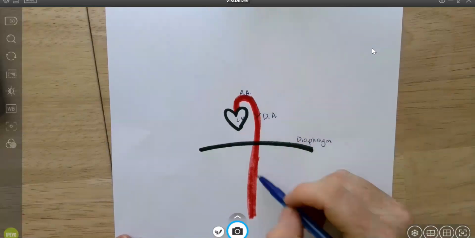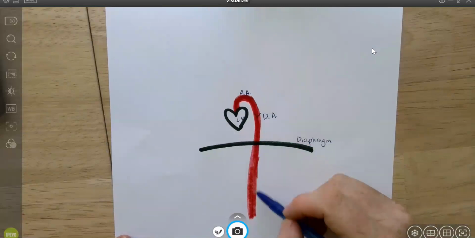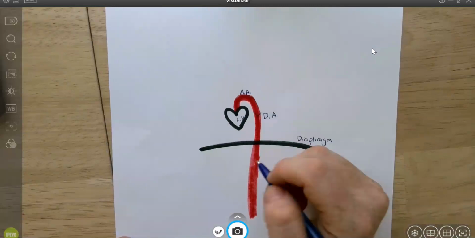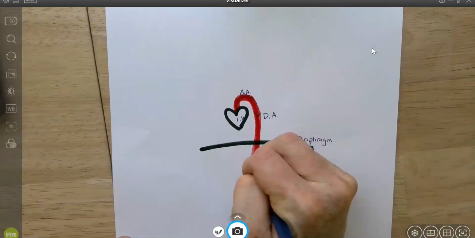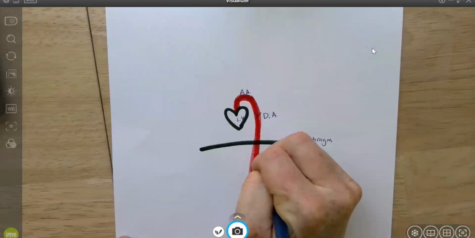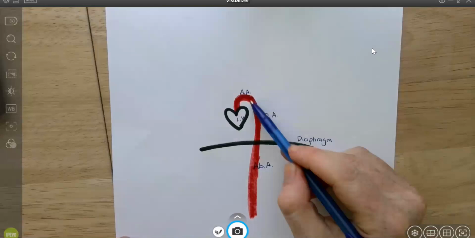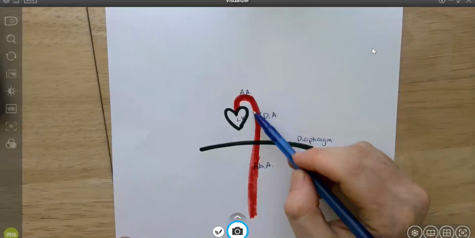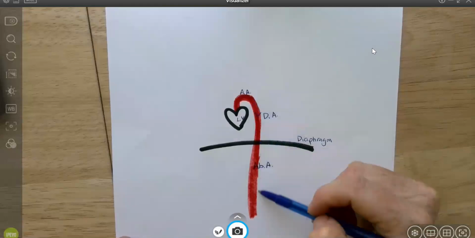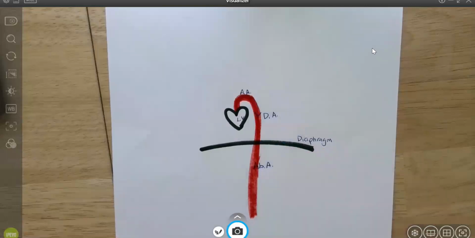And then at the point where it goes through the diaphragm, it changes its name, and now it's going to be called the abdominal aorta. So we have the aortic arch, descending aorta, then the abdominal aorta on the other side of the diaphragm. Okay, so let's start going through the branches of the aortic arch. There are three of them.